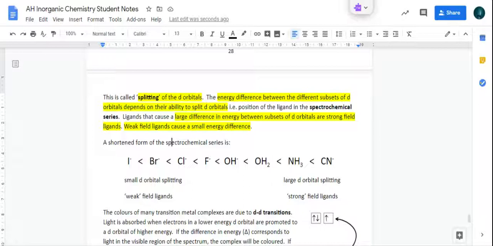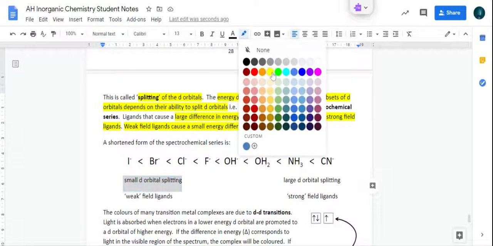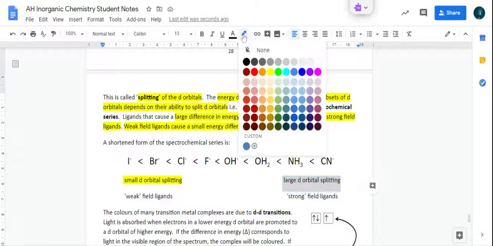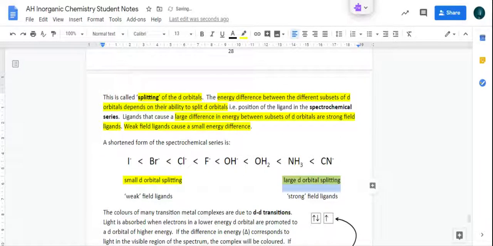So for example, iodide, bromide, and chloride have small d orbital splitting, so the value of delta would be lower than, for example, if you had a ligand of ammonia or the cyanide ion. There would be a much larger value of delta because they're strong field ligands.